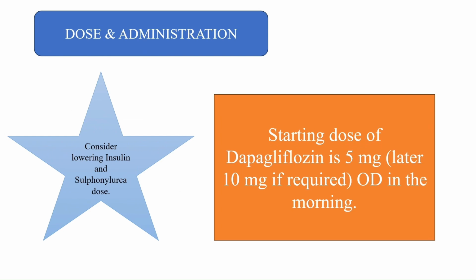People who are already receiving insulin or sulfonylureas for their sugar level, and later on if dapagliflozin is added, then the chances of hypoglycemia will increase. Hence, they may require a lower insulin or sulfonylurea dosage.